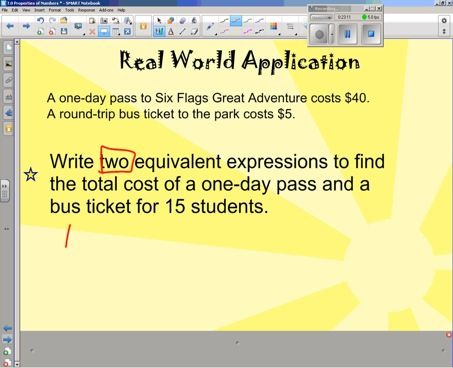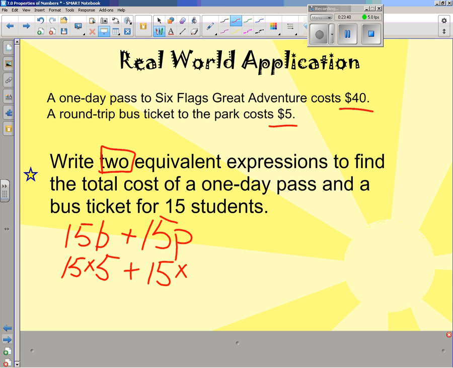So these 15 students are going to need to buy a bus pass, so that's 15 bus passes, and they're going to need to buy 15 passes, 15 one-day passes. So we can put our costs into that equation. We have 15 times B, which is the bus pass, that's 5. And then we have 15 times 40, which is the day pass.